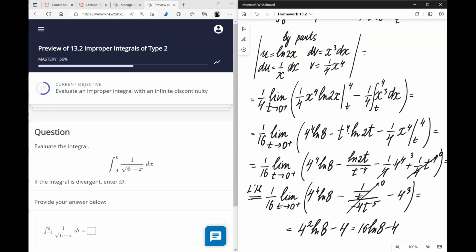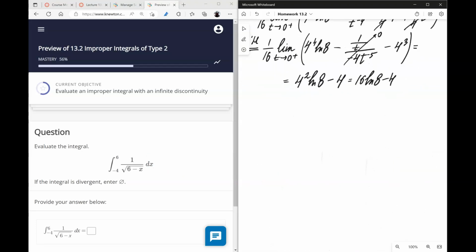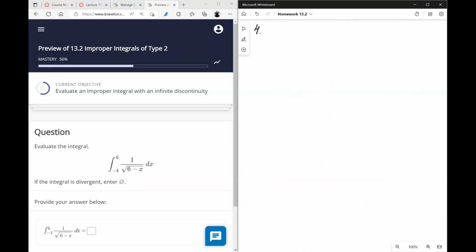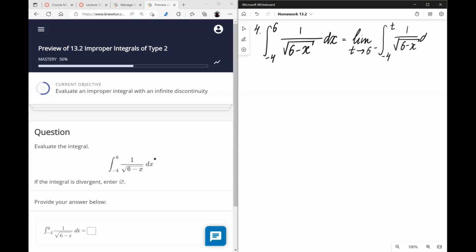Let's do another problem. It will be number 4. So I have an integral from -4 to 6. And this particular integral has a problem at 6 because the integrand is not defined at that value. So we're going to address the problem by introducing a new variable, let's say t, and setting up this problem as a limit as t approaches 6 from the left. And we have 1 over square root 6 minus x dx.